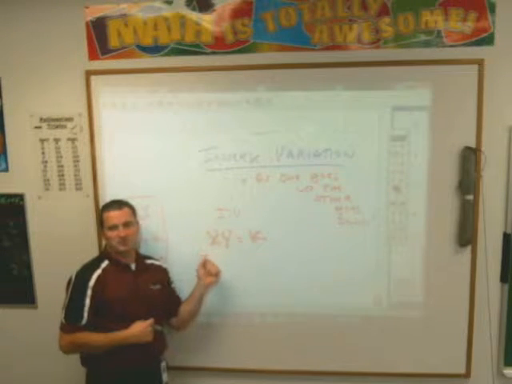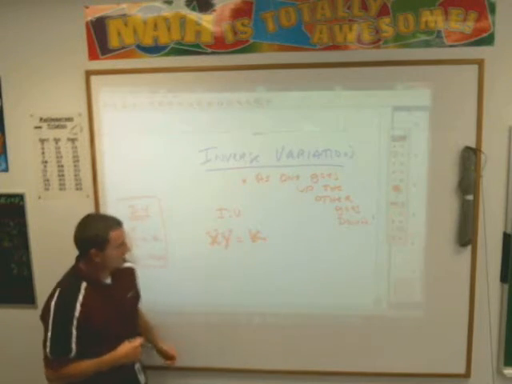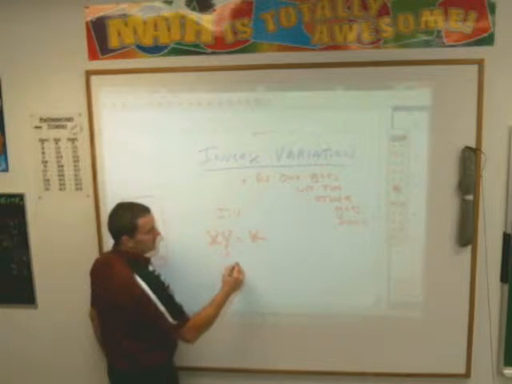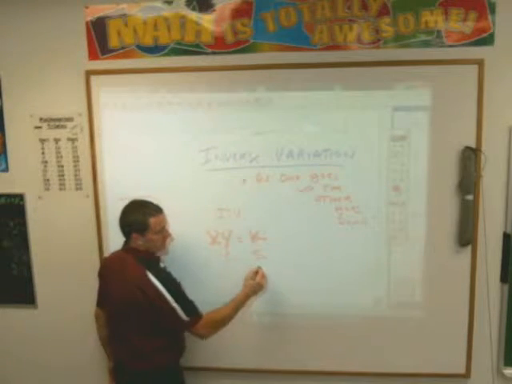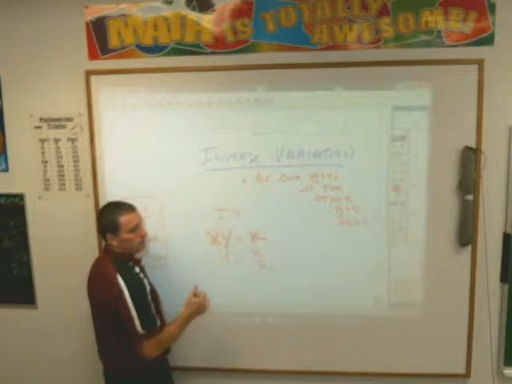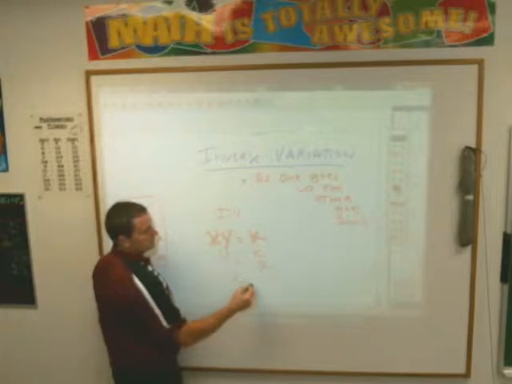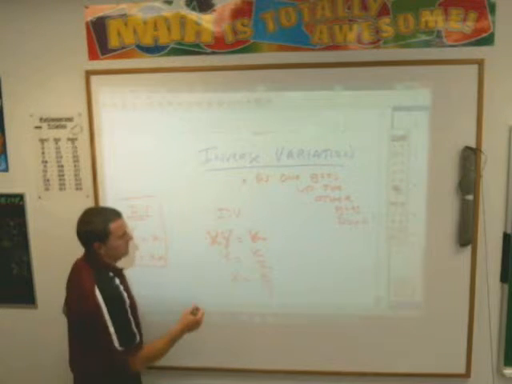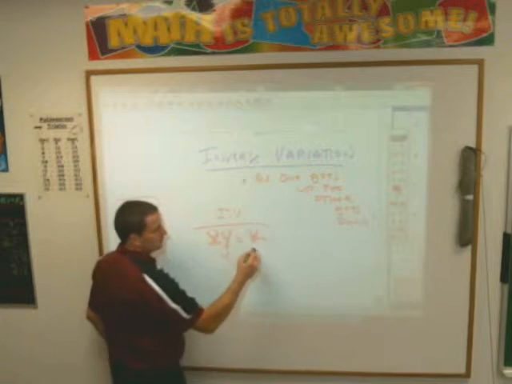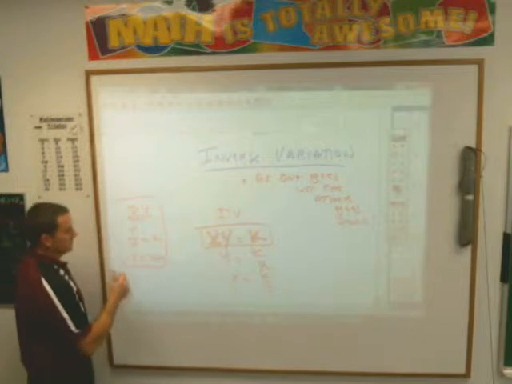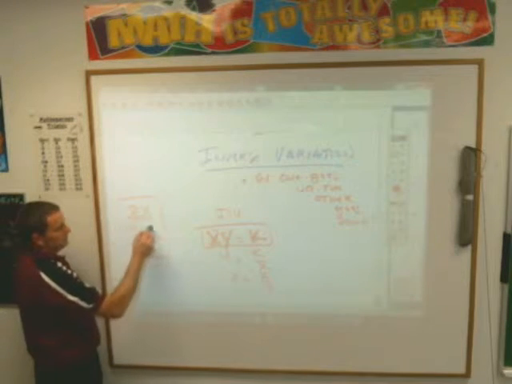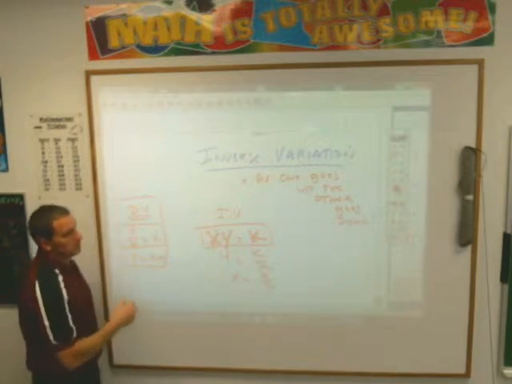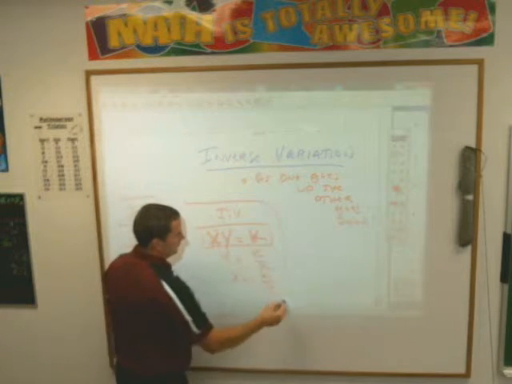Let's go with something a little more substantial than that. Gabe? Y equals k over x. Yes. Y equals k over x. Or you could also have x equals k over y. Different forms. This is usually the one the book will give you, but you can write it in any of those different ways.